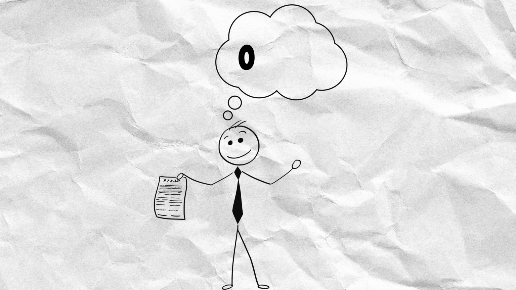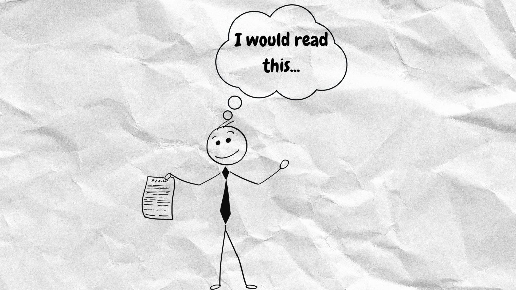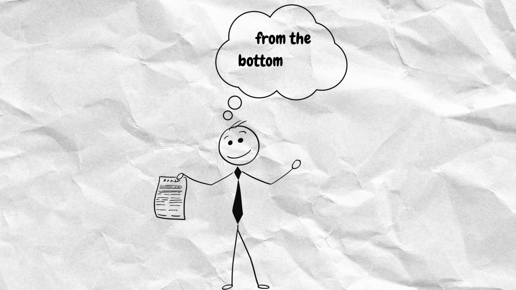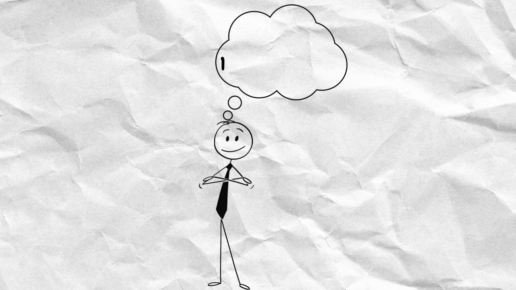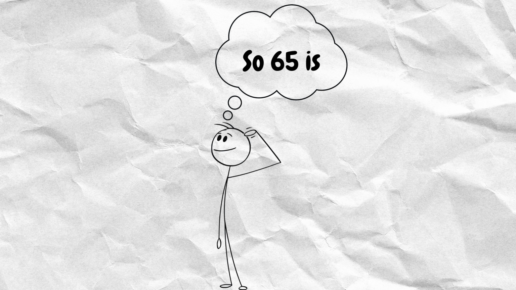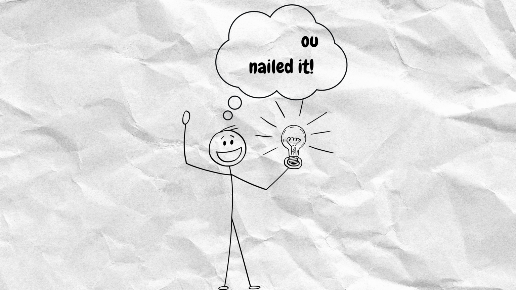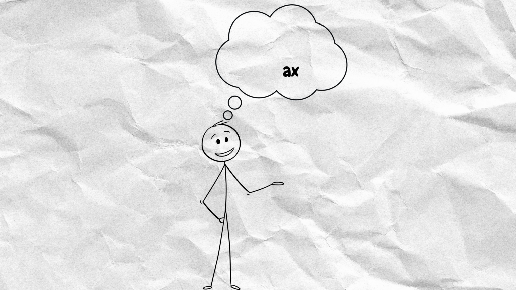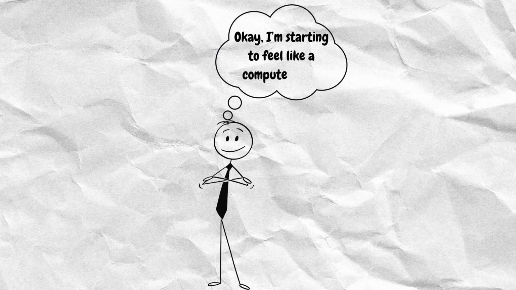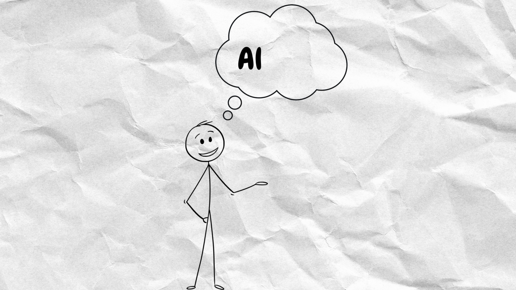How would you read that though? Okay, I would read this from bottom to top. 1, 0, 0, 0, 0, 0, 1. So 65 is 1, 0, 0, 0, 0, 0, 1. Boom! You nailed it! That's perfect, Max. Okay, I'm starting to feel like a computer now.